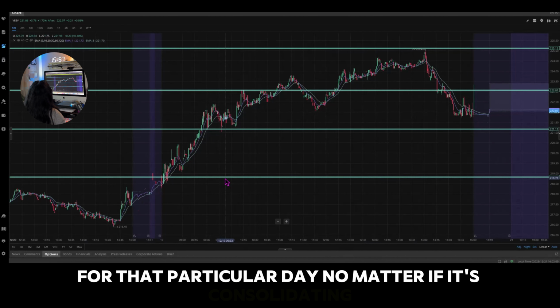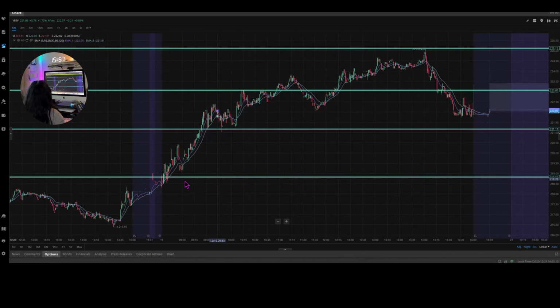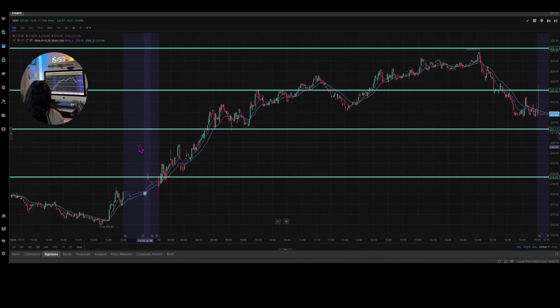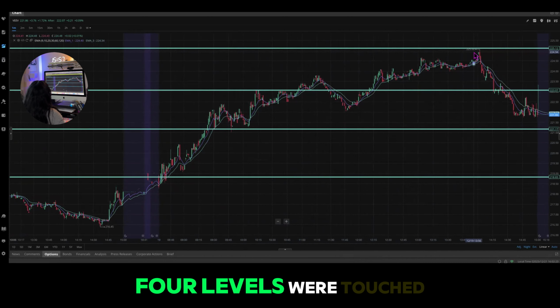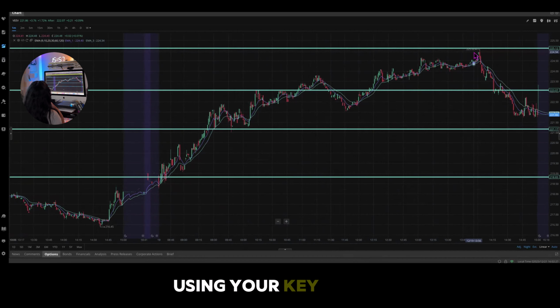No matter if it's consolidating or if the market is not presenting good conditions. Okay, so let's just count. This was when market was closed. This black is when market was open. So 1, 2, 3, 4 levels were touched. Those were 4 opportunities to scalp the market using your key levels.